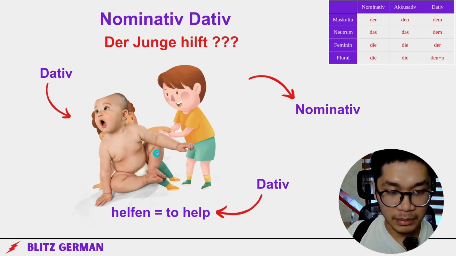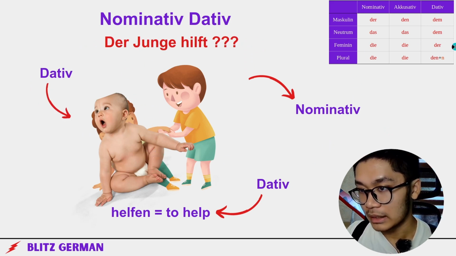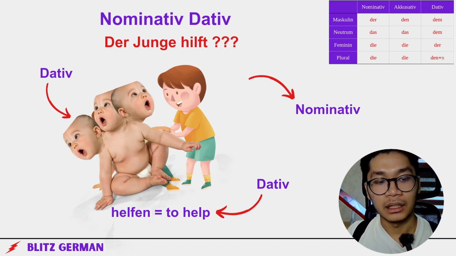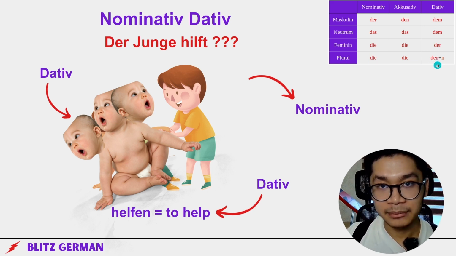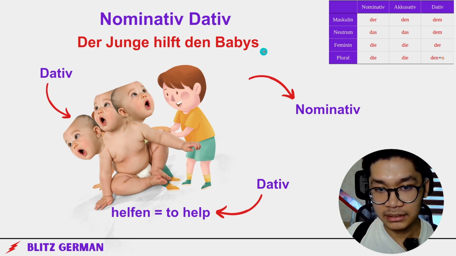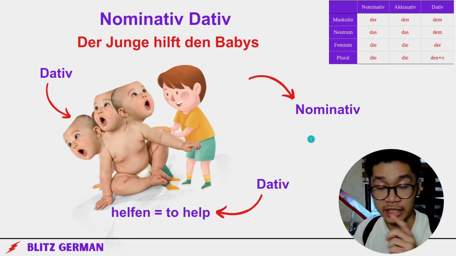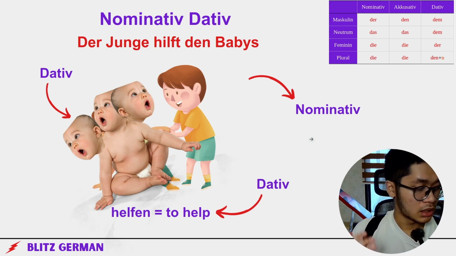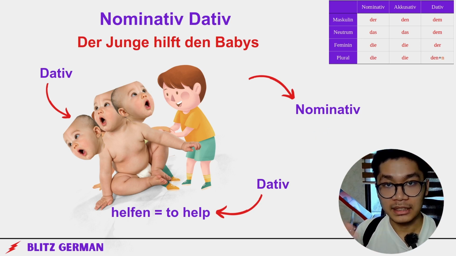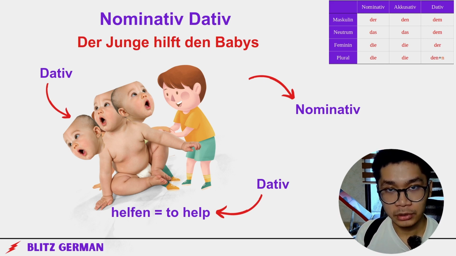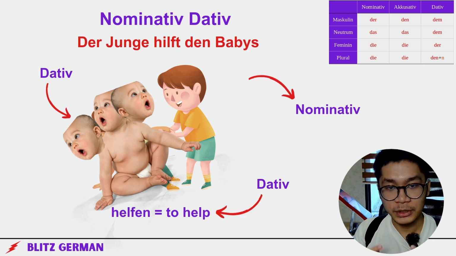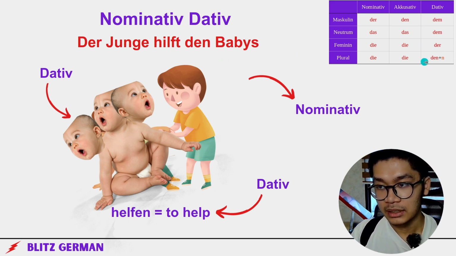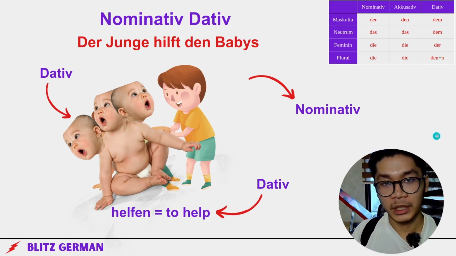Der Junge hilft a baby, das Baby. Neutrum, dative, dem Baby. Now what if it's a lot of babies? So plural, dative, den Babys. Why is it not den Babysen? If the plural of something is plus s, so baby, hotel, hotels, das Hotel, die Hotels, das Büro, die Büros, anything that is plural plus s, when it's dative, don't add n. There is just one exception for this. When plural plus s, don't use n. Okay?